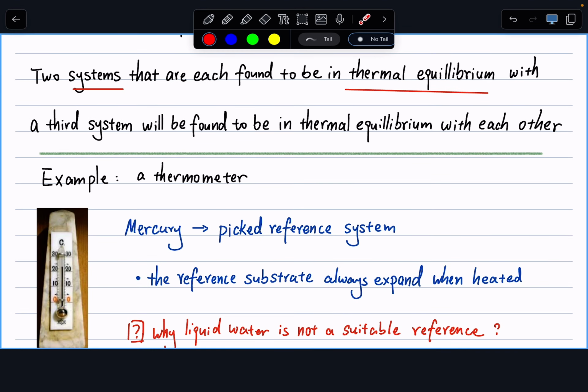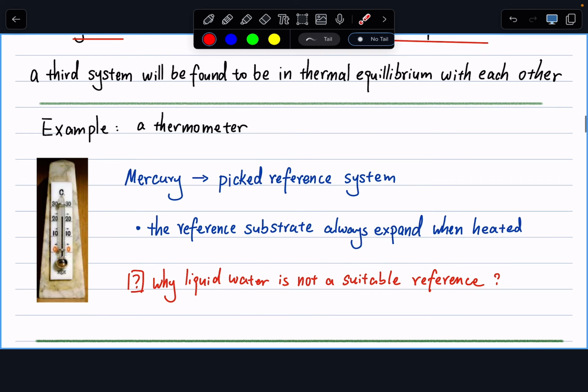Typically, when picking a thermometer, we want to choose something that always expands when heated. Mercury is a very good one. It always expands, and it has pretty high density, so it's not going to change its volume too much. You might want to think about why liquid water is not a suitable reference. We'll come back to it when we talk about the phase diagram of water. So this is just a quick introduction to thermometer temperature.